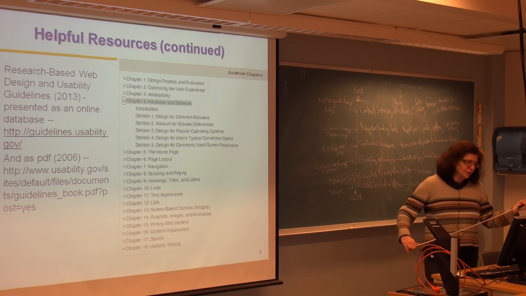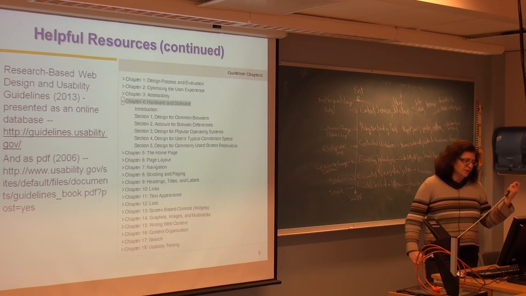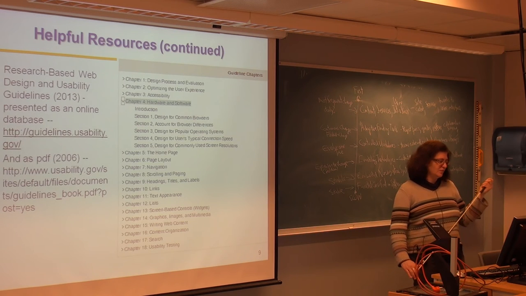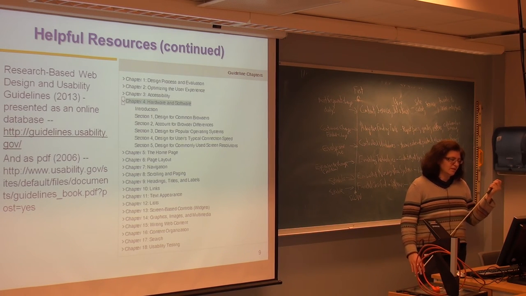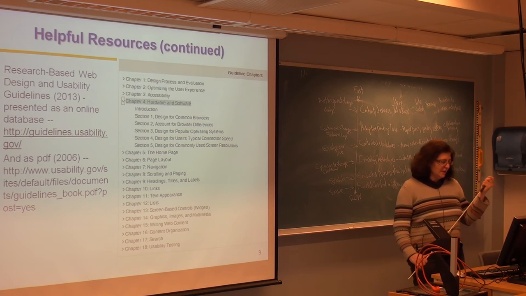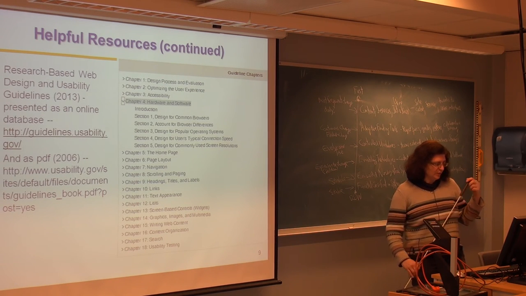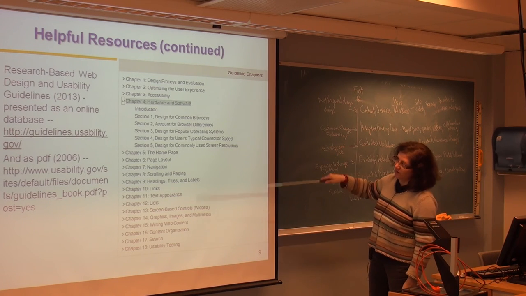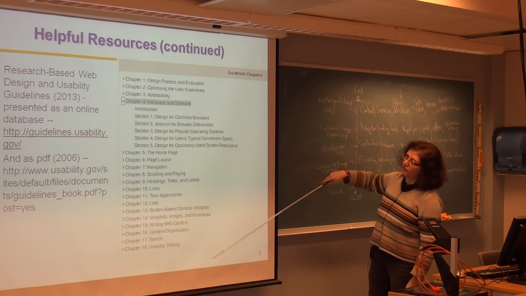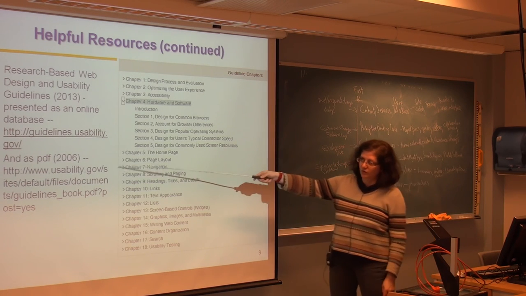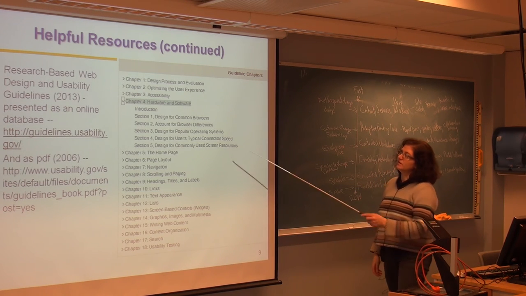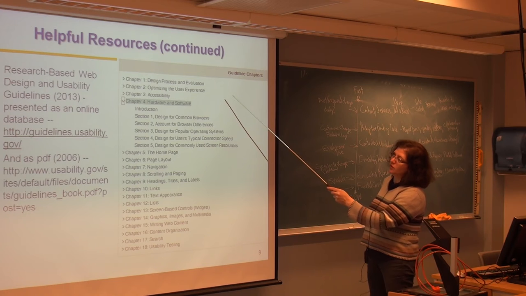Another helpful resource is the Research-Based Web Design and Usability Guidelines. It's an example of what the US government has been developing as guidelines for web design. This is also available as an online book in a database. This is the picture of the interface for the database chapters, and it's also available as an older version in a PDF. And you can see it has things that are kind of what we've been talking about.